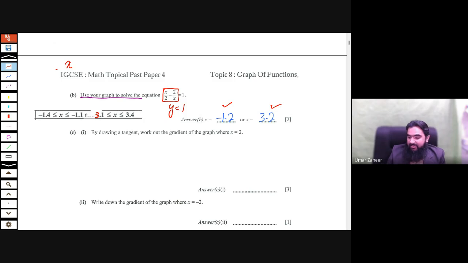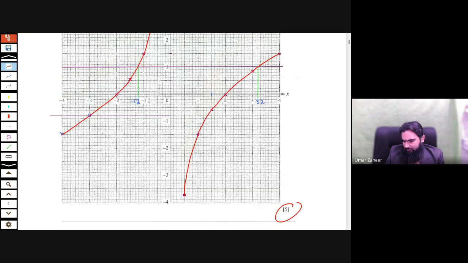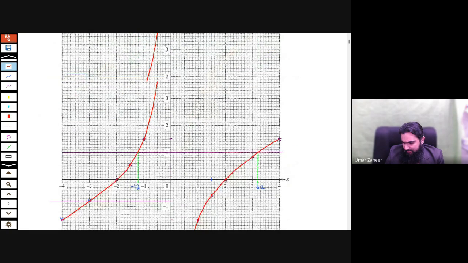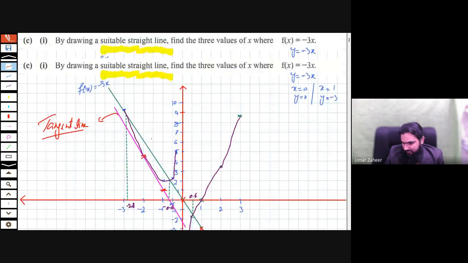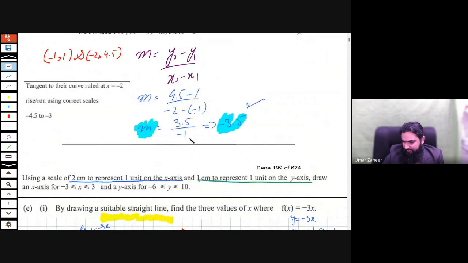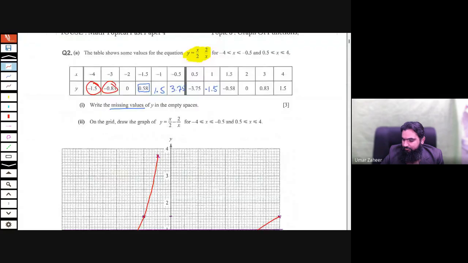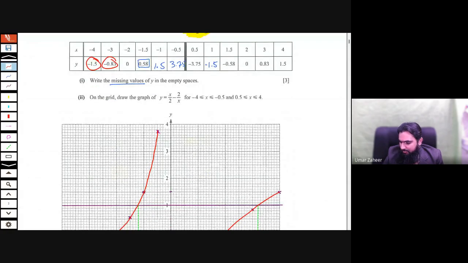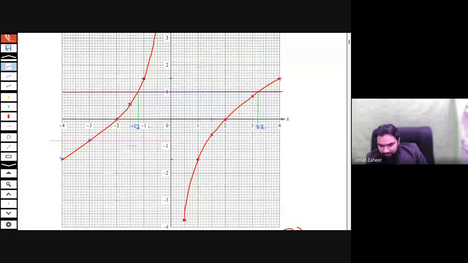So we have to draw a tangent at x is equal to 2. Look at here. This is the point x is equal to 2, right? So here we have to draw a tangent line.